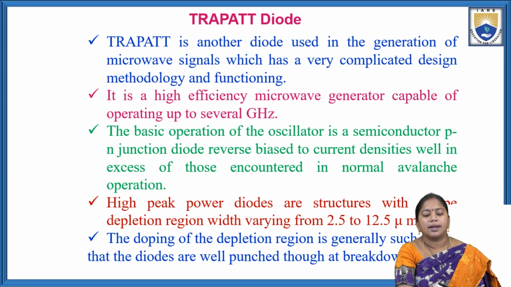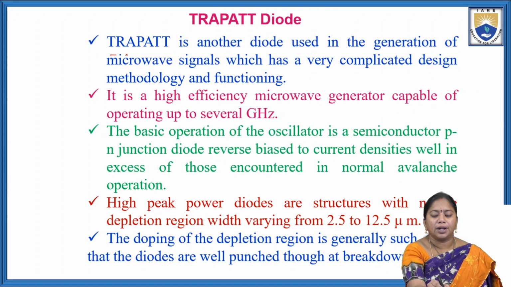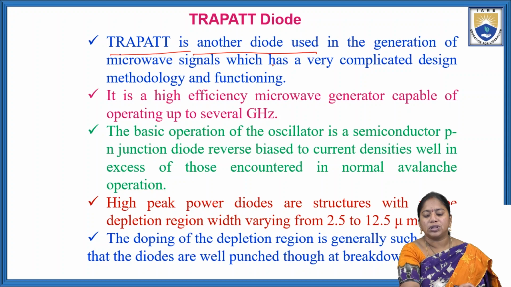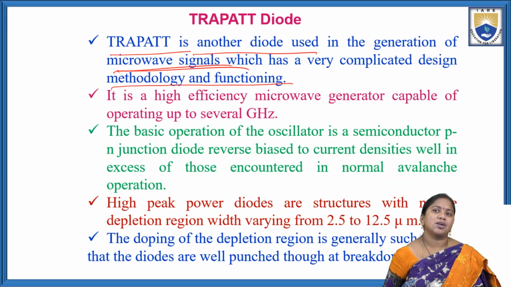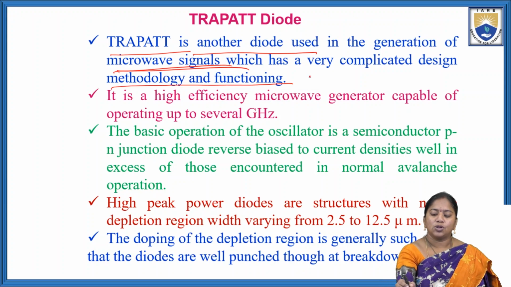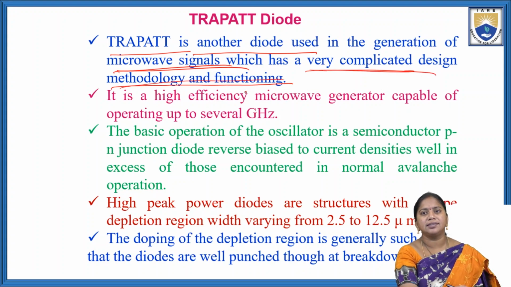Second one is the trapped diode. The trapped diode is another diode used in the generation of microwave signals, which has a very complicated design methodology and functioning. Here the operation is very complicated, and the design methodology and functioning are complicated.